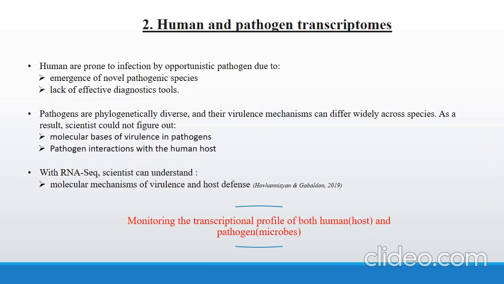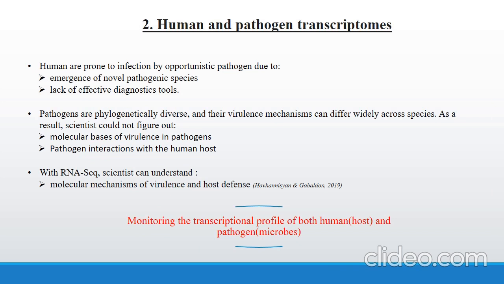Secondly, the human and pathogen transcriptomes. Humans are prone to infection by opportunistic pathogens due to the emergence of novel pathogenic species and lack of effective diagnostic tools. Also, pathogens are phylogenetically diverse, and their virulence mechanisms can differ widely across species, and as a result, scientists could not figure out the molecular basis of virulence in pathogens and their interaction with human hosts.